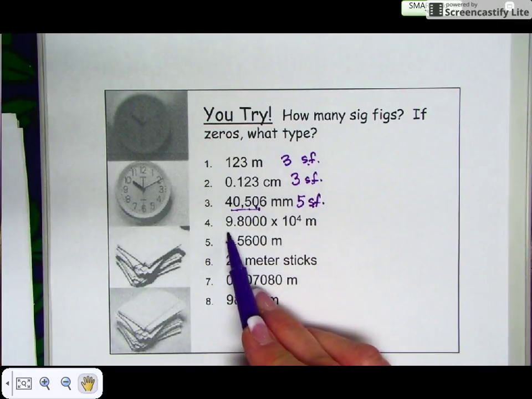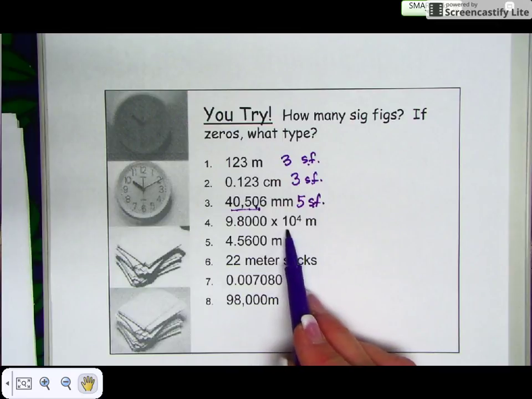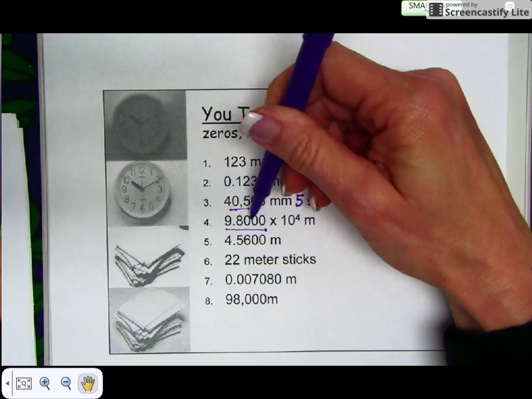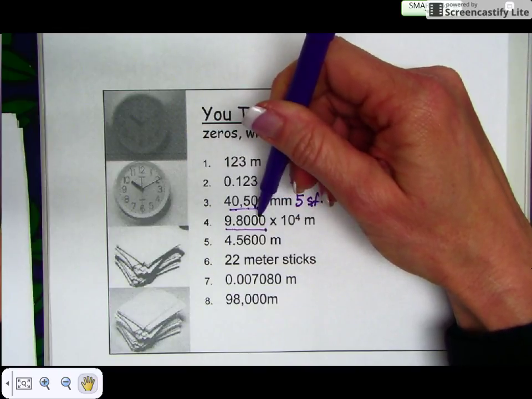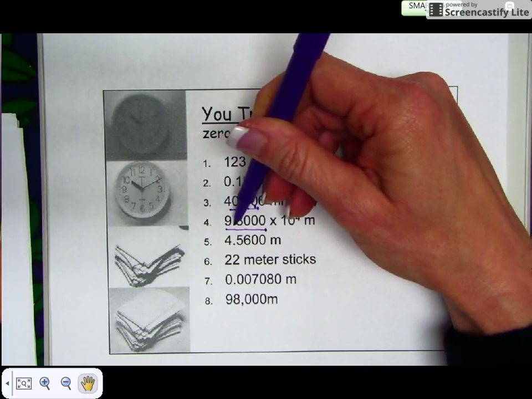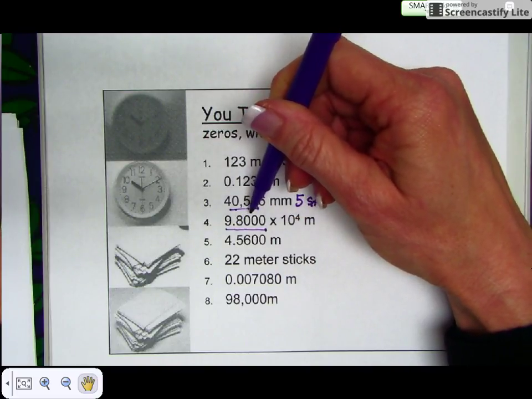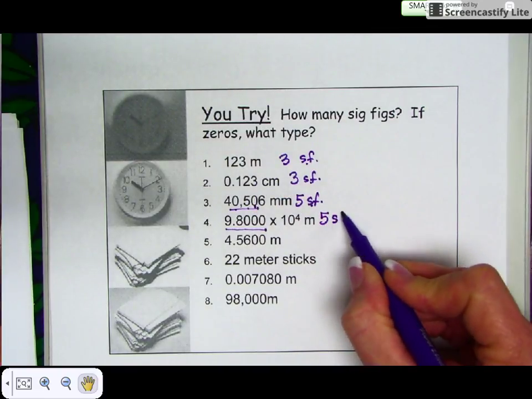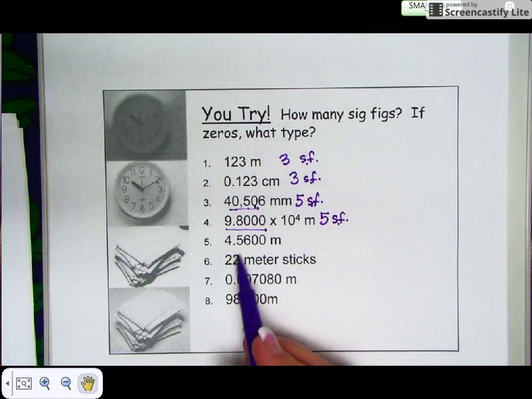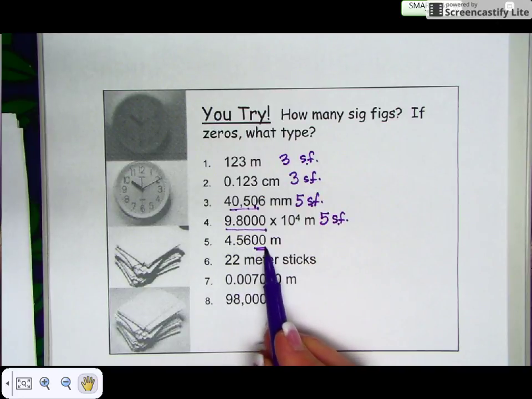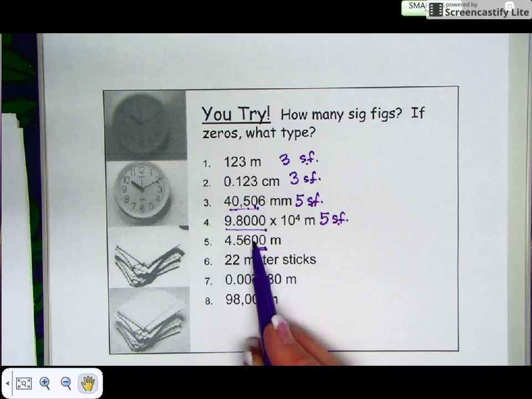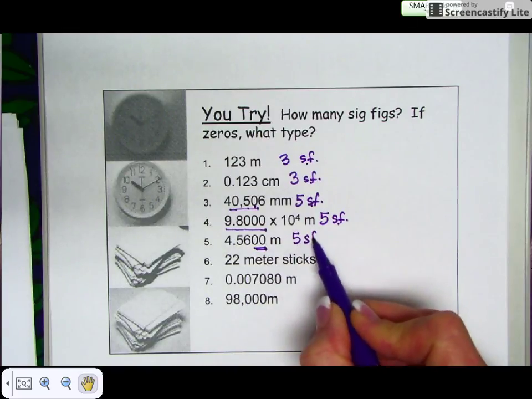Here we have a number that has been written in scientific notation, but remember, you look at the coefficient. And we also have zeros. These zeros are at the end of the number, so we call them trailing zeros. So we look for a decimal. Since I see a decimal here, I'm going to count the trailing zeros. 1, 2, 3, 4, 5 significant figures. And number 5, we have trailing zeros again, and a decimal, which means we count the zeros. 1, 2, 3, 4, 5 significant figures.